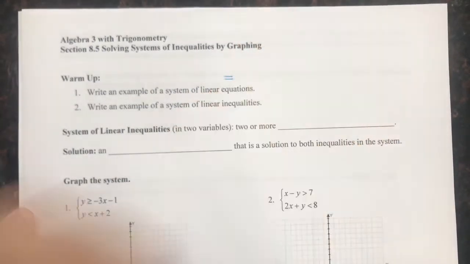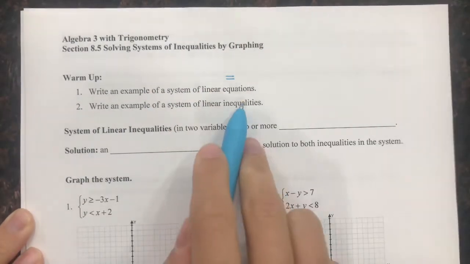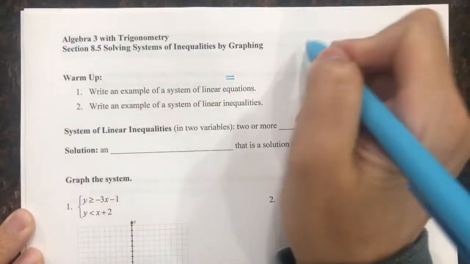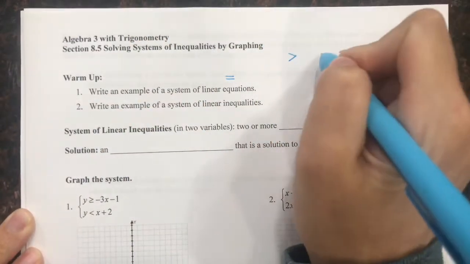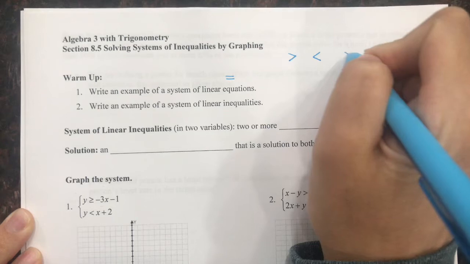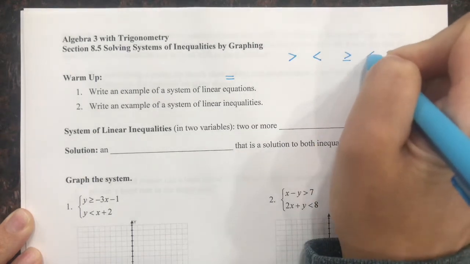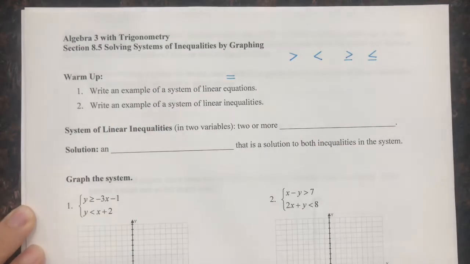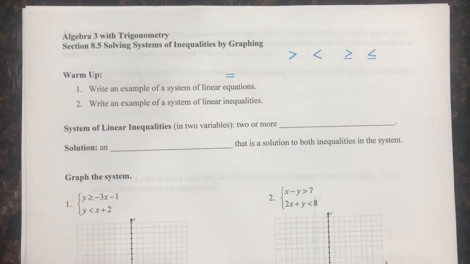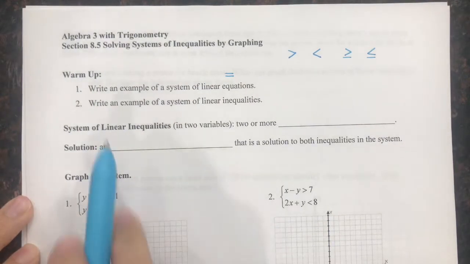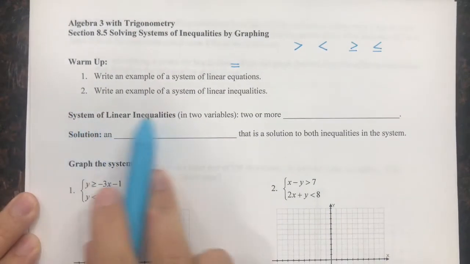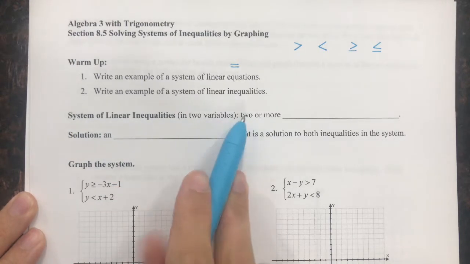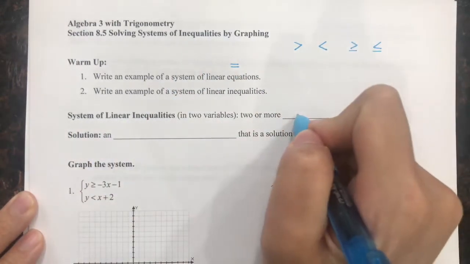An equation is going to have an equal sign. An inequality is going to have an inequality symbol. So we've got greater than, less than, greater than or equal to, and less than or equal to. Okay, so we probably should be familiar with all of these. So a system of linear inequalities are two or more inequalities.